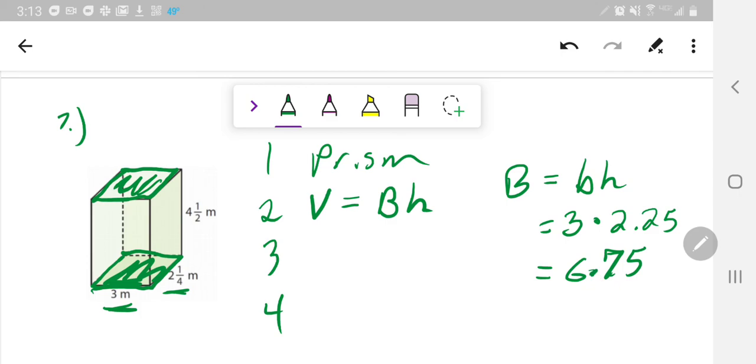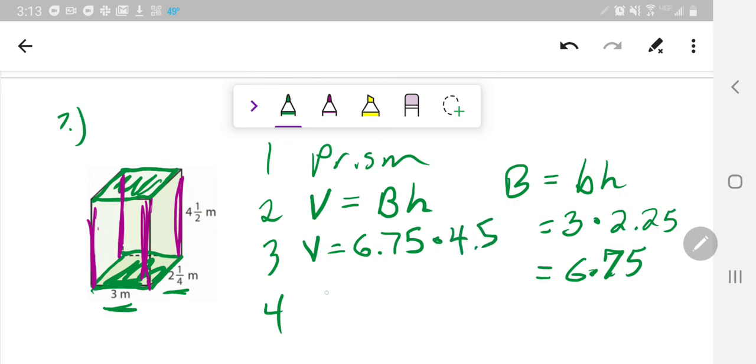All right, now we're ready to substitute into the volume formula. So big B came to 6.75, and the height is what connects the base, the 2 parallel bases. And so we have times 4.5, and when I multiply those two, I get 30.375 meters cubed.